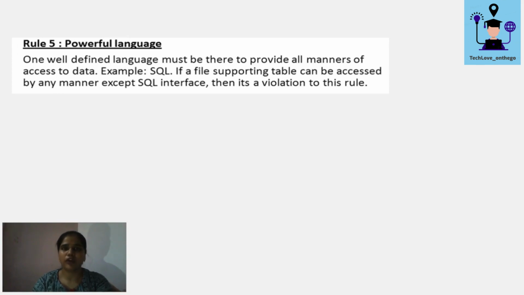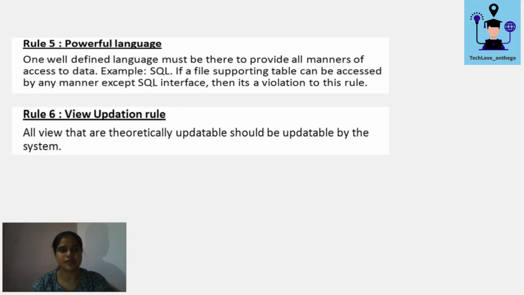The fifth rule is the powerful language rule. One well-defined language must be there to provide all manners of access to the data. So there should be at least one language which can help us access the data from the relational database, like usually we are using SQL. If a file supporting a table can be accessed by any manner except the SQL interface, then it is a violation of this rule. So there should not be any other case.